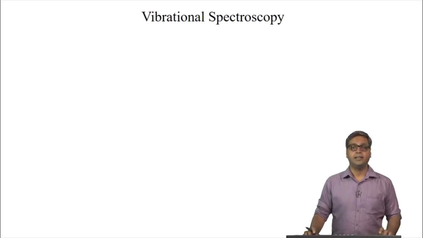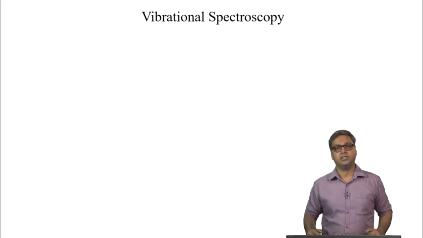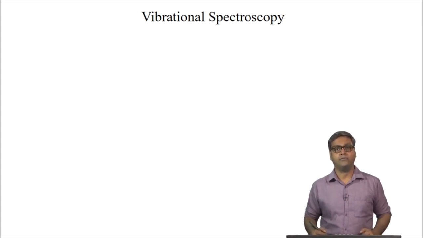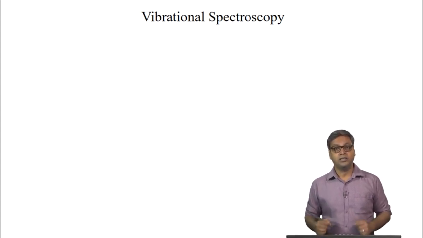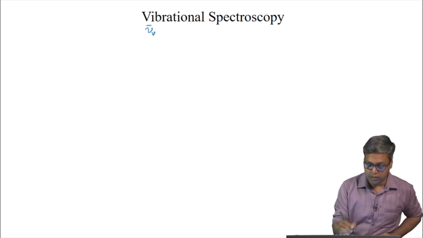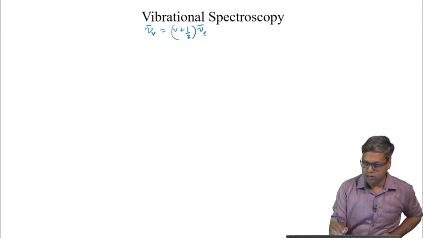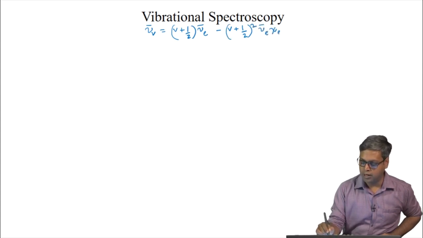Hello everyone. In the last lecture, we discussed anharmonicity and how anharmonicity affects vibrational energy levels. The energy of an anharmonic vibrator associated with the vibrational quantum number V is given by nu bar V equals (V plus half) nu bar E minus (V plus half) whole squared nu bar E chi E. Here, this chi E is the anharmonicity constant.